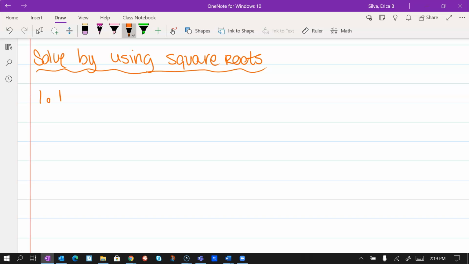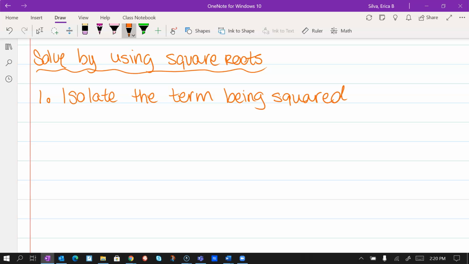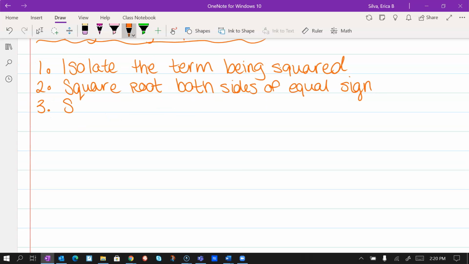My first step would be to isolate the term being squared, everything being squared to one side of the equal sign. Then step 2, we're going to use the square root of both sides. So square root both sides of the equal sign. And step 3 is to simplify.